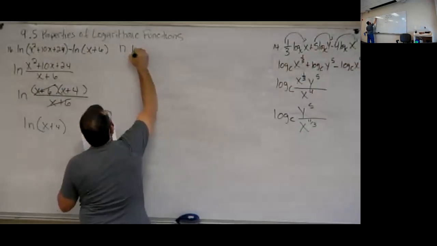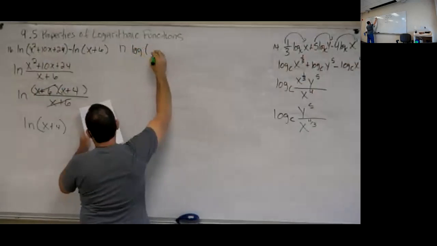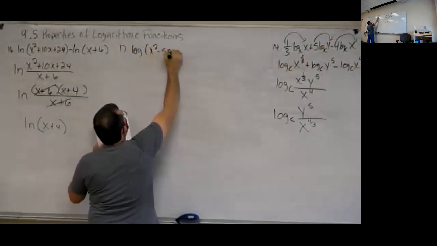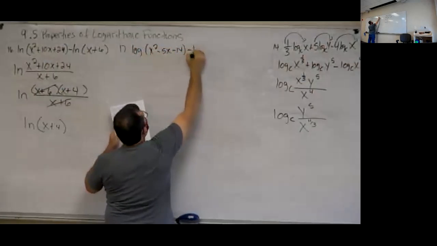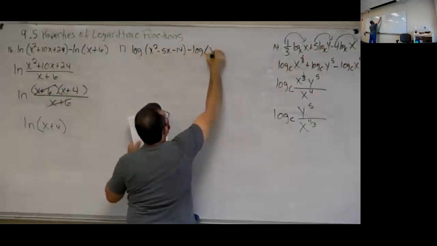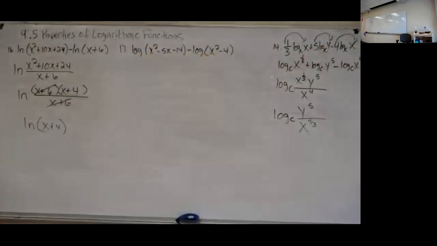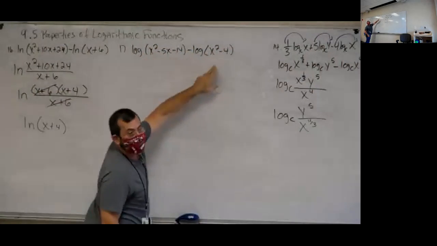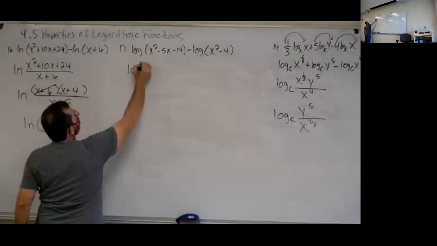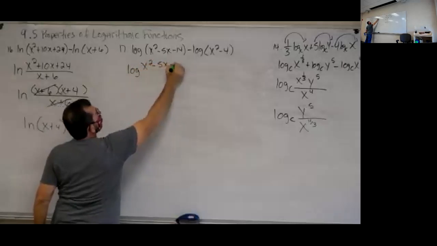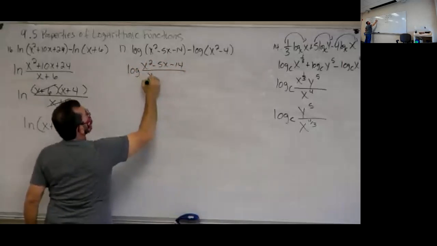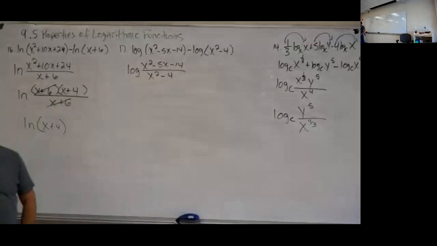Oh, this one's a log. Log of x squared minus 5x minus 14 minus log of x squared minus 4. And really, anytime you see an x squared, that ought to be making that factor button go off in your head. All right, so this will be on top, that'll be on the bottom when I rewrite this. So I get log of x squared minus 5x minus 14 all over x squared minus 4.